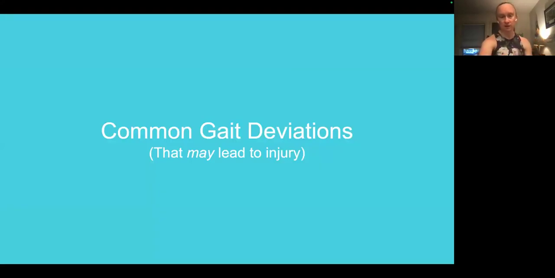Okay, so here's the fun part. We're going to talk about some common gait deviations, I'm calling them. So just little abnormal things that are away from those ideals that I was just talking about earlier. And, in italics here, they may lead to injury, right? So we've seen so many people, maybe professionals or on bigger stages, that have atrocious running form and they're completely fine, right? So there's high correlation, but not necessarily always causation, right?